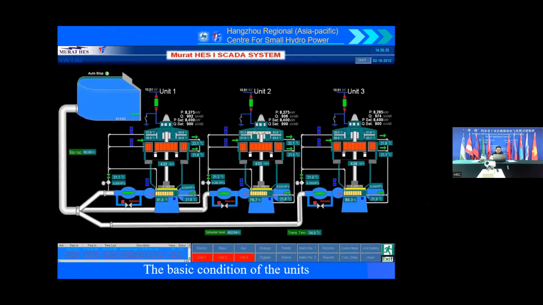This is the interface for the basic conditions of the unit. You can see the water level of the forebay, the penstock, and the status of the unit, the active power setting value, reactive power and reactive power setting value, and the real value. We can see the cooling water inlet temperature and outlet temperature, the opening of the guide vane, the oil level, the speed of the unit, and the status of the brake. We can see the main equipment and working conditions of the site: Unit 1, Unit 2, and Unit 3.